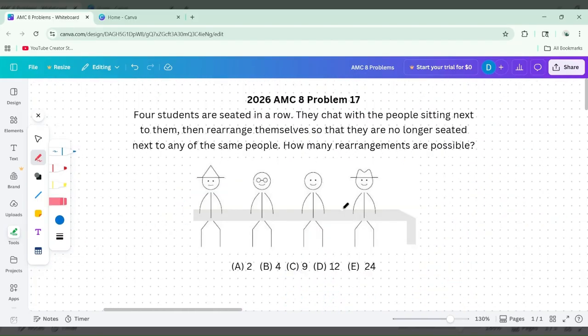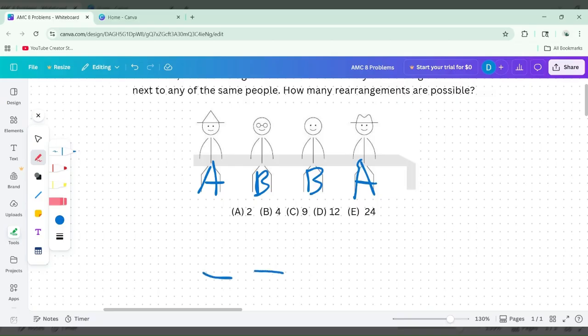Problem 17. So you have to realize that there are two types of people, A and B. Type A is sitting next to one person only, and type B is sitting next to two people. This will help us in the casework that follows.